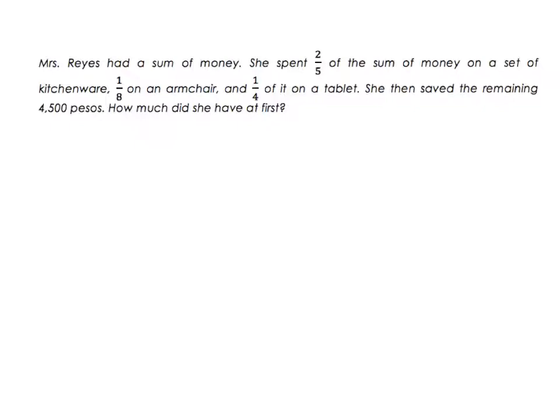Mrs. Reyes had a sum of money. She spent 2/5 of the sum of money on a set of kitchenware, 1/8 on an armchair, and 1/4 of it on a tablet. She then saved the remaining 4,500 pesos. How much did she have at first?